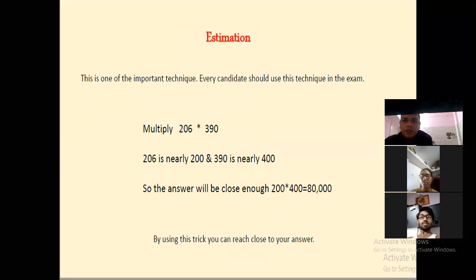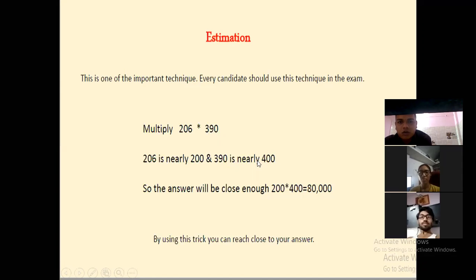Then another method of multiplication is the estimation method. This particular method or technique is very important in exams. So for example, you have to multiply 206 into 390. The number which is close to 206 is 200. The number which is close to 390 is 400.